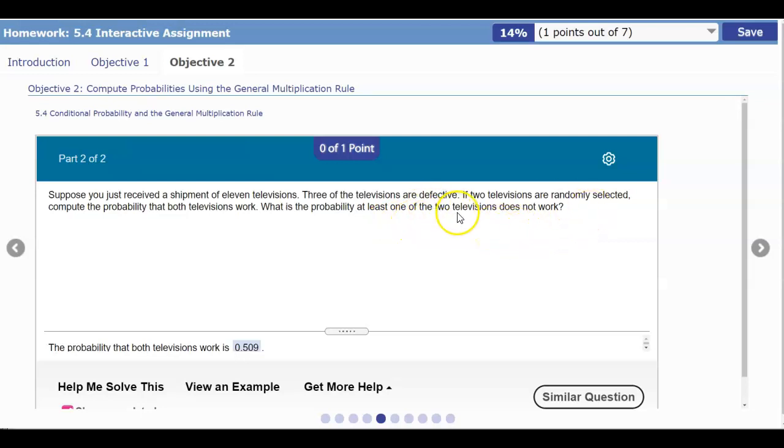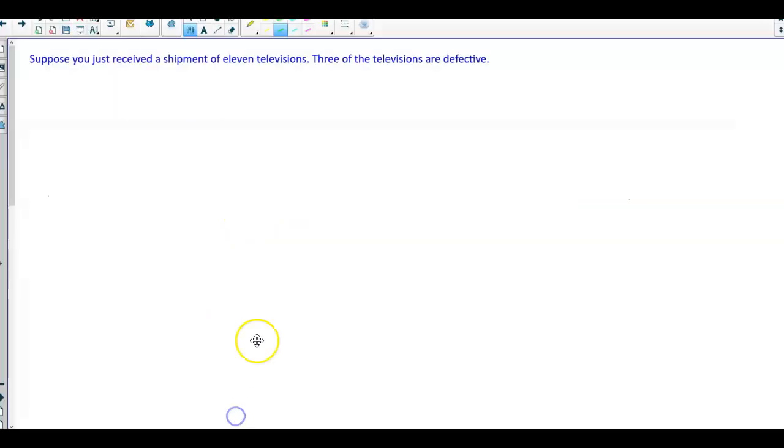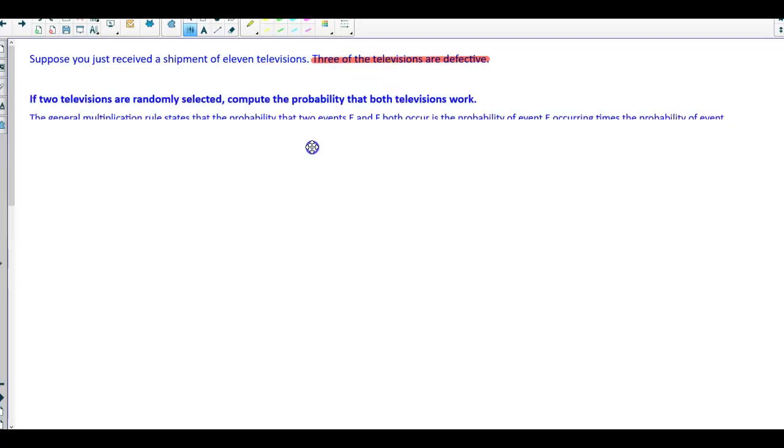So there are 2 questions. The first question is, if 2 televisions are randomly selected, compute the probability that both televisions work. So let's go over this again. We know that we have 11 televisions, but we also know that 3 of them are defective, and that's important here. So now if 2 televisions are randomly selected, we want to compute the probability that both televisions work.